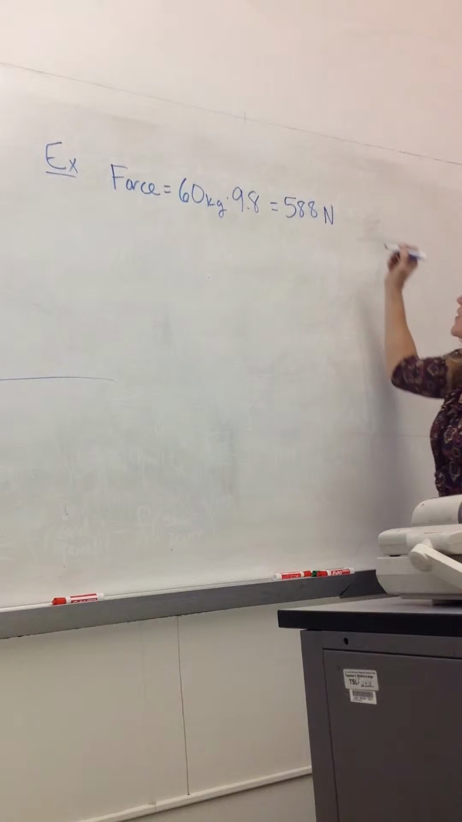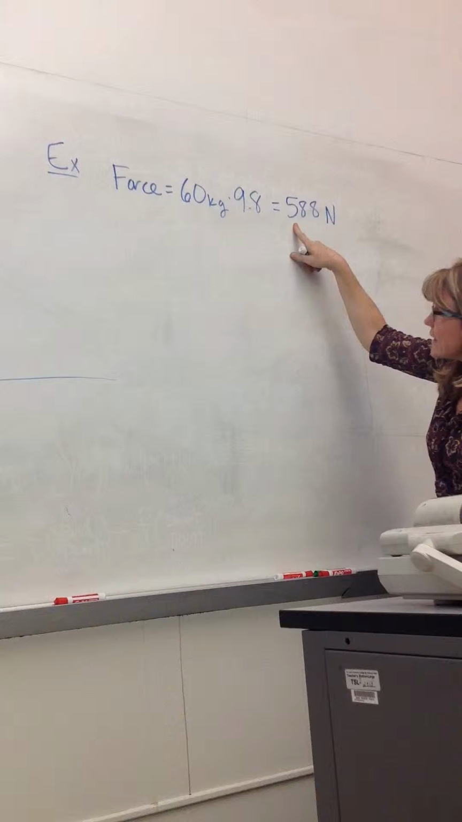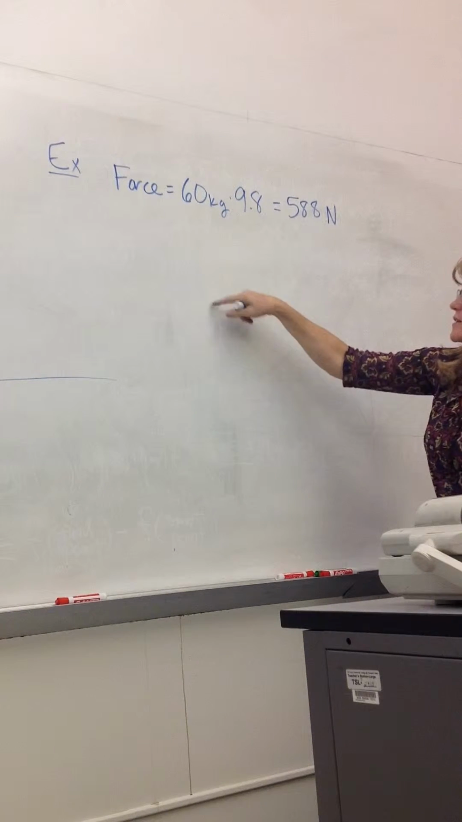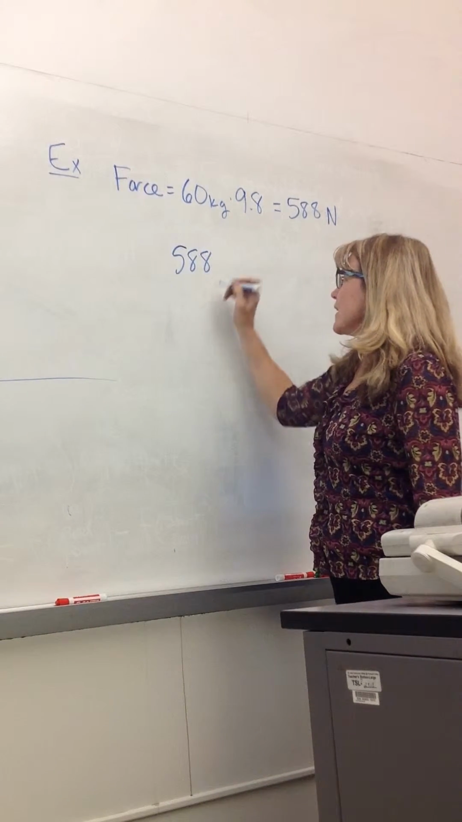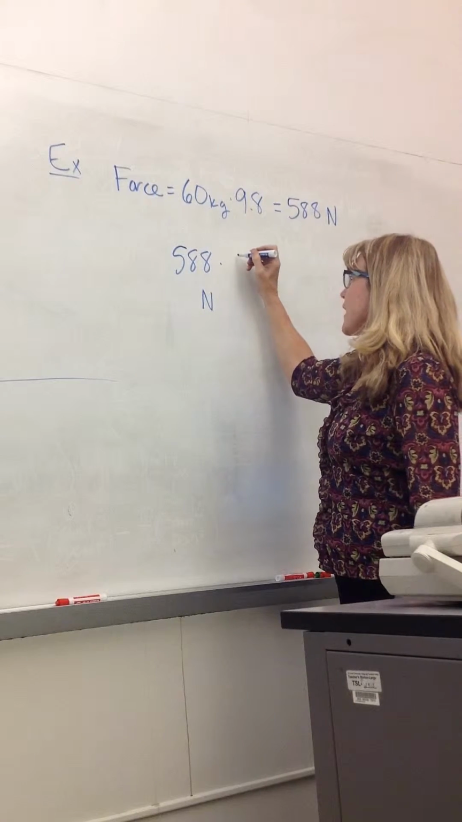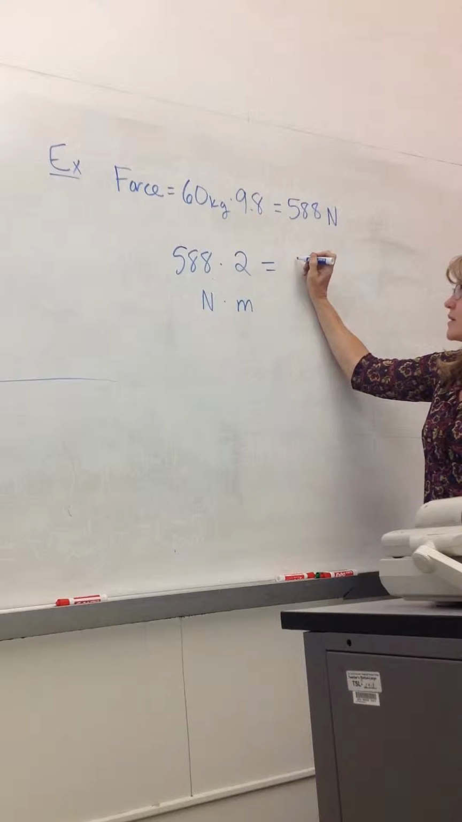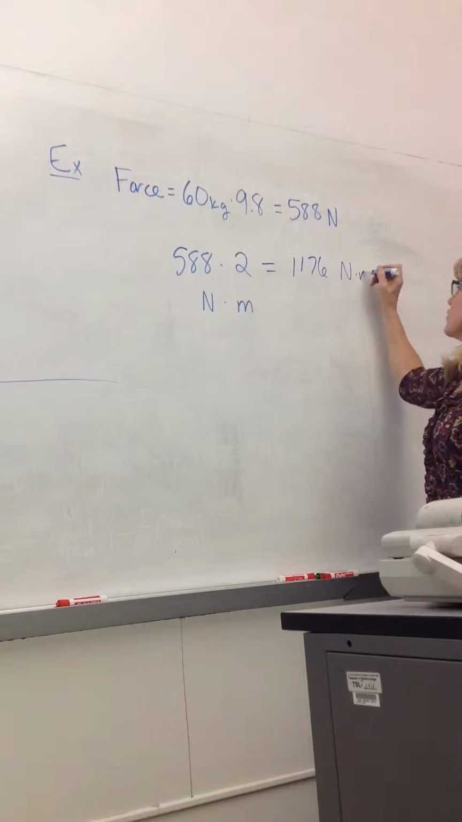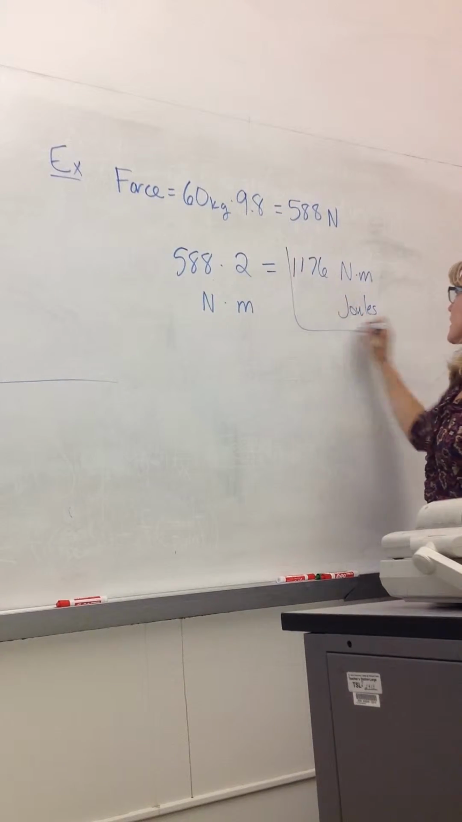Okay, so 588 newtons is the weight, or the force created by a 60 kilogram object. Now honestly, you can just do this problem by taking your 588, that's your force, and multiplying it by how far it moved, which was 2 meters, and we would get 1176. Again, newton meter, or you can also say joules, it's the same unit.